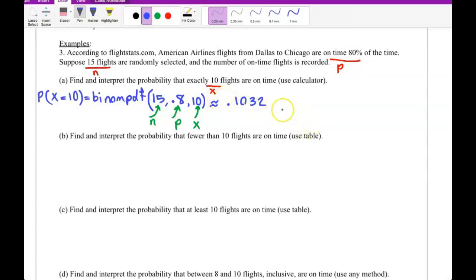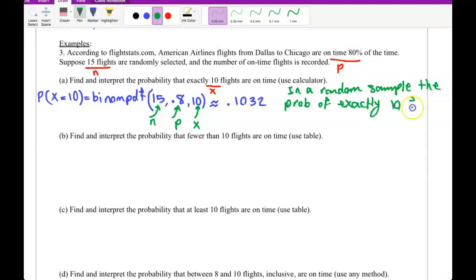Okay, now I'm interpreting this part. In a random sample, the probability of exactly 10 flights being on time is 0.1032.